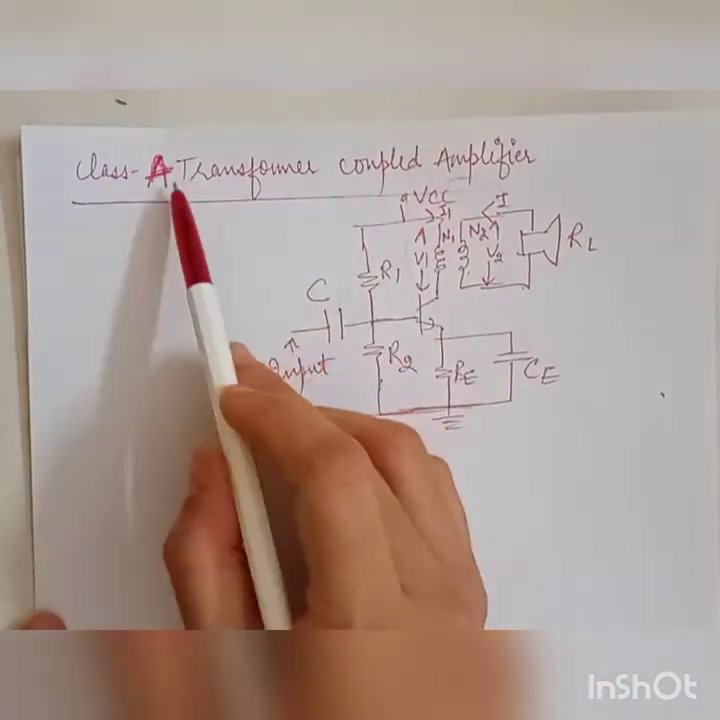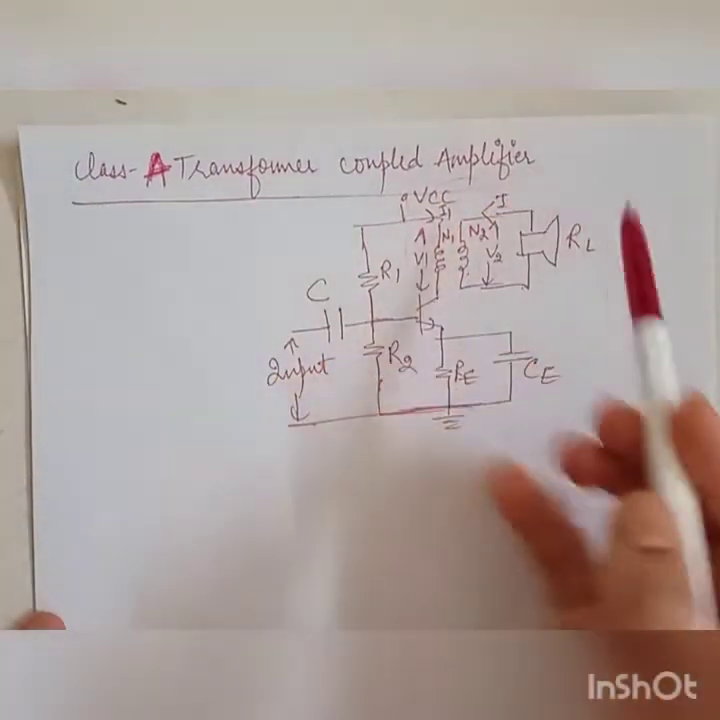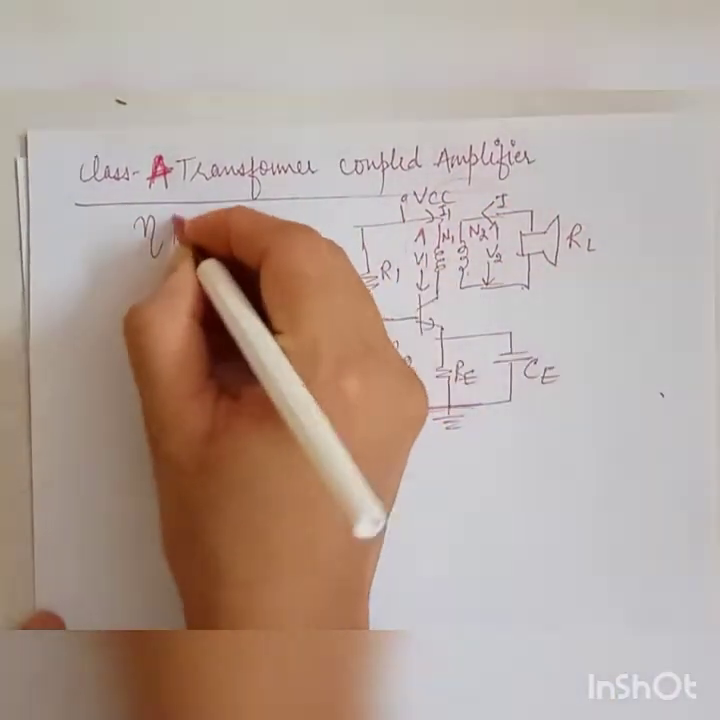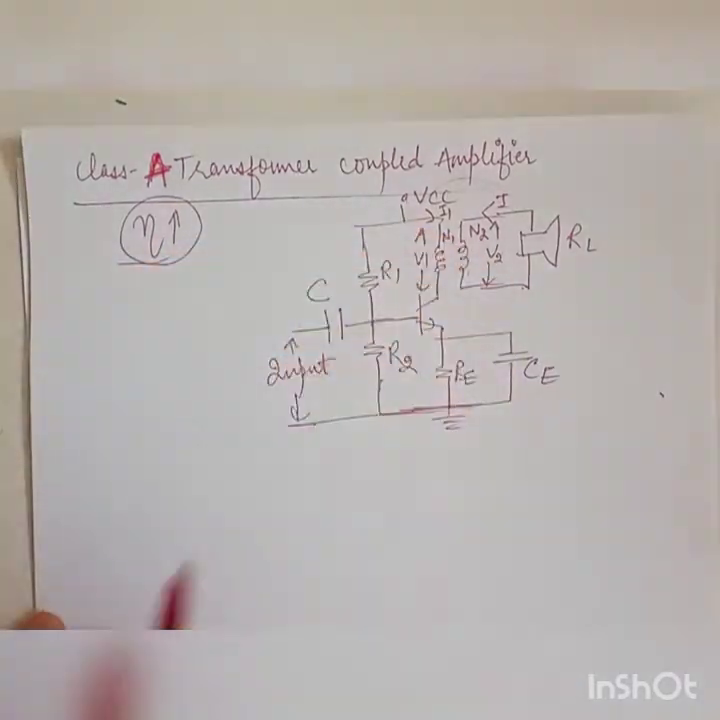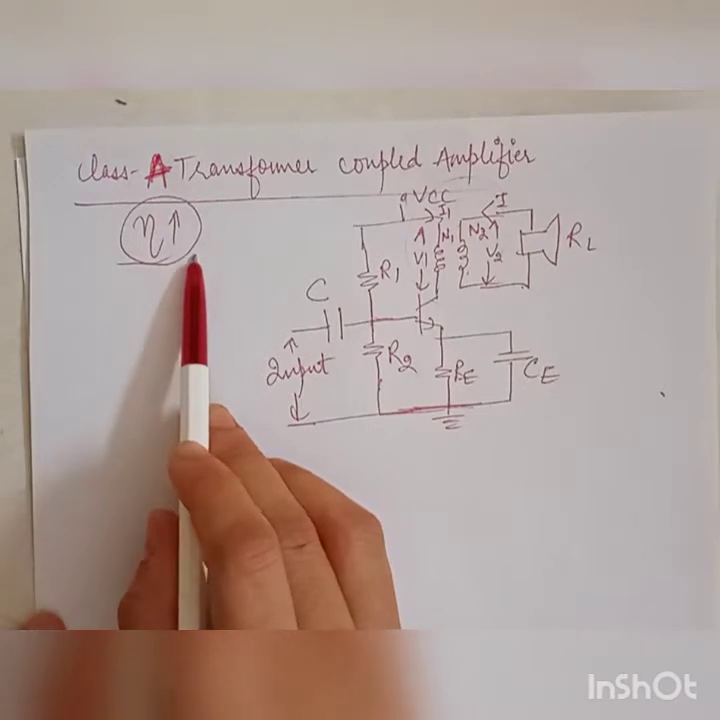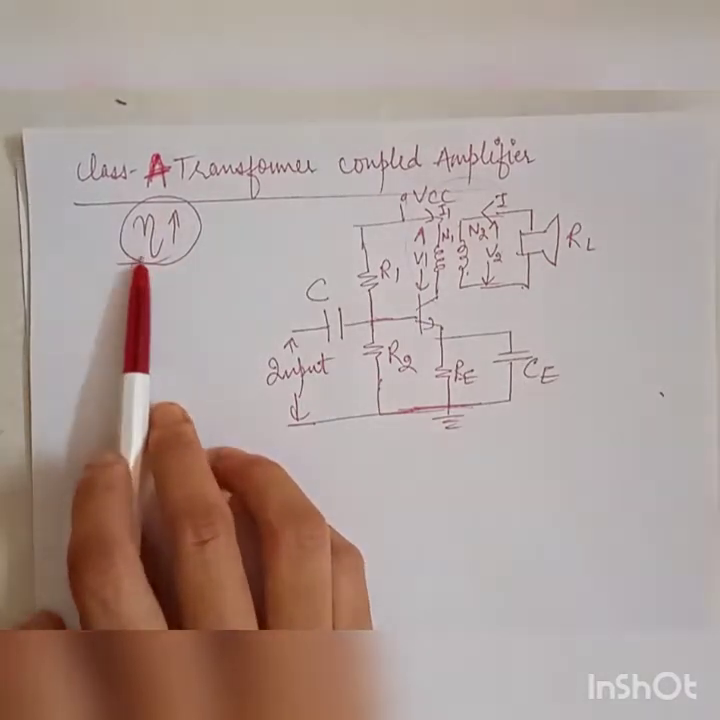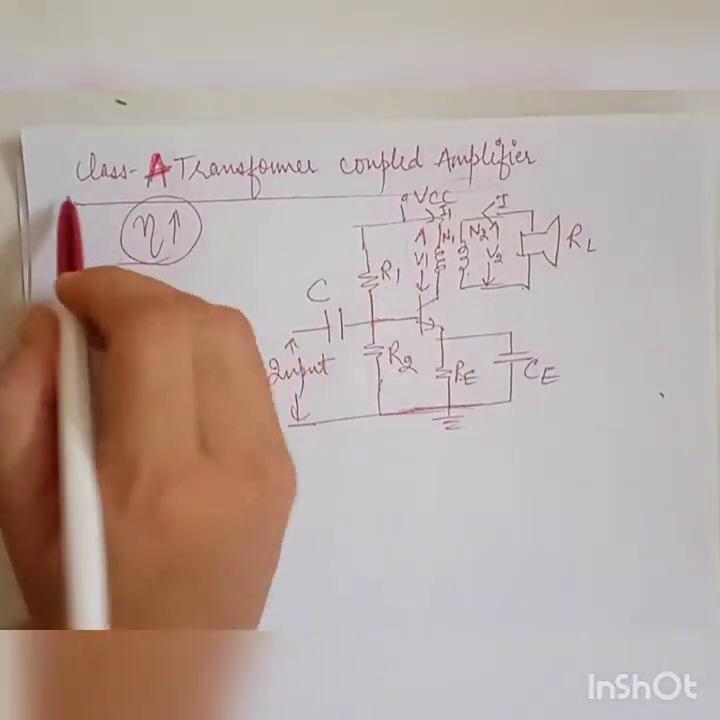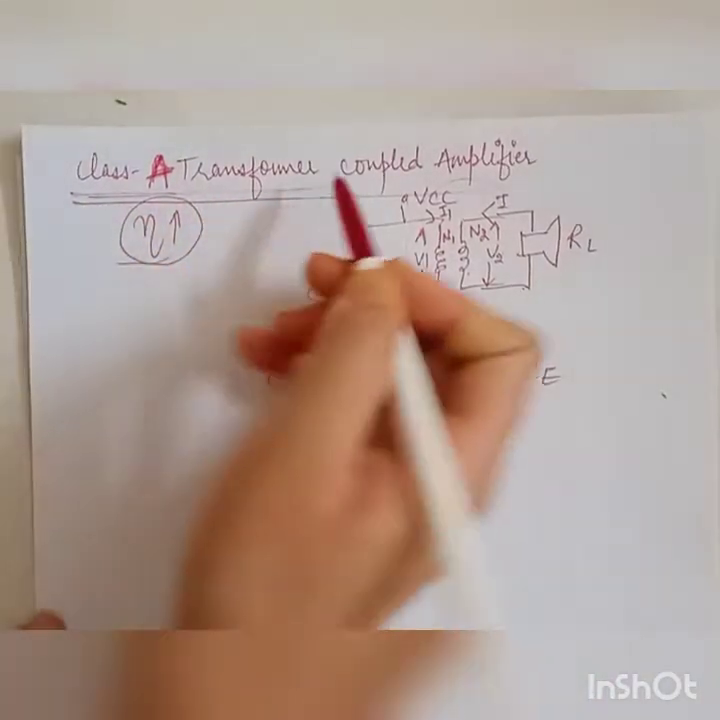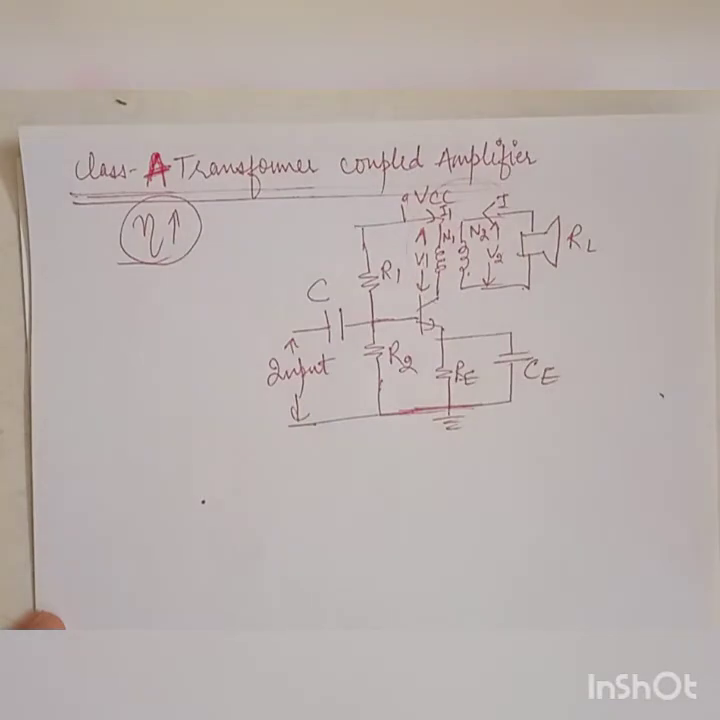Why do we use this Class A transformer coupled amplifier? Because we want to improve the efficiency. Because in the last case where we were using emitter follower transistor Q1 being supplied by a constant current I using transistor Q2, in that case your efficiency eta maximum can go till max 25%. So in order to improve the efficiency, we will use this transformer coupled amplifier.